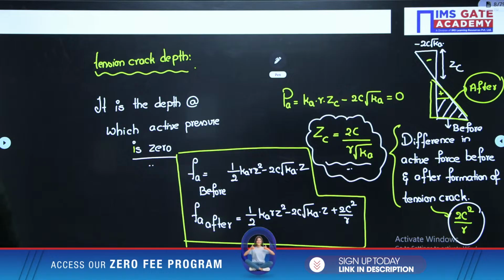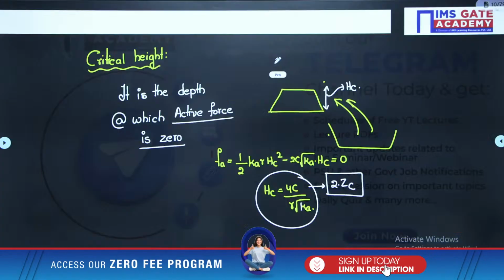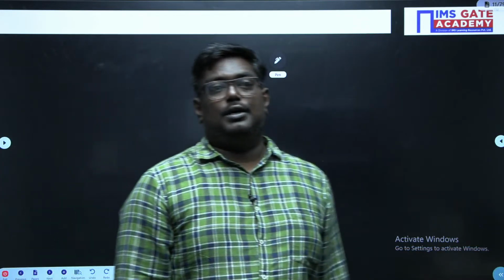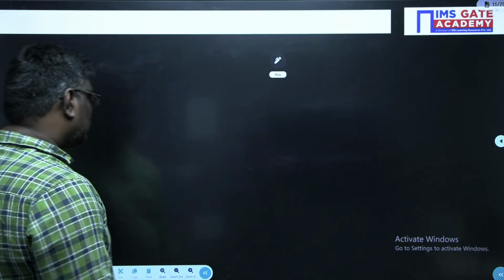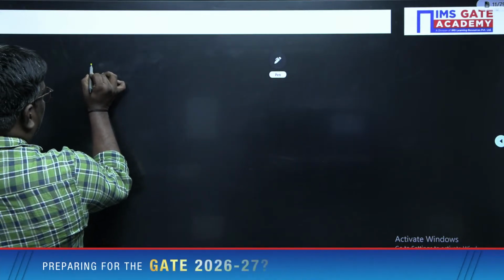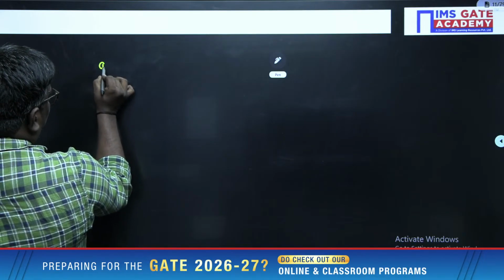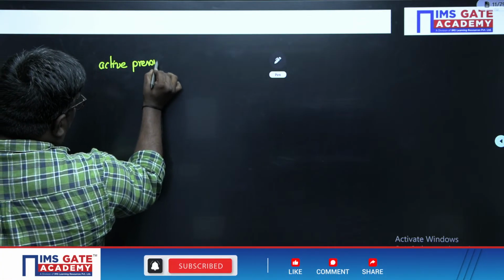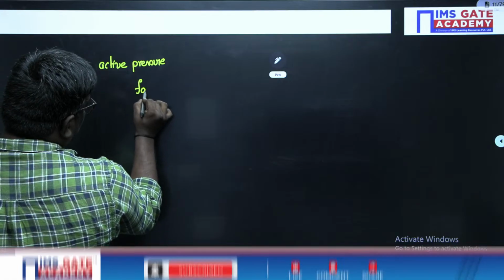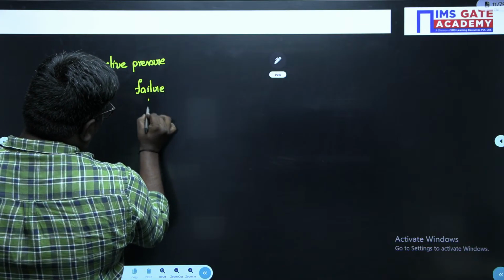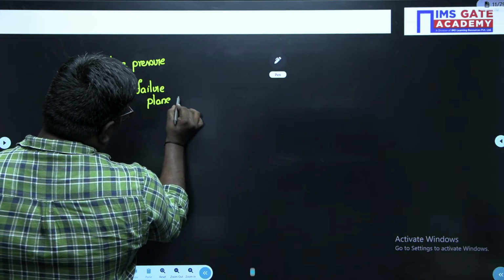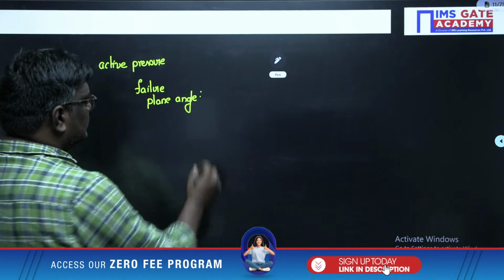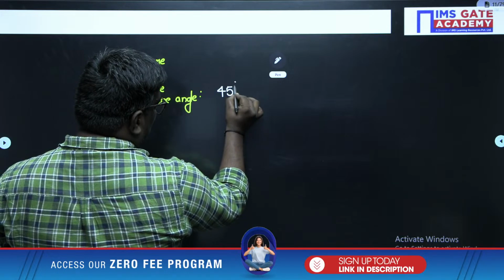Please, one thing, read about tension crack depth as well as the critical height. Okay. Now, my dear students, let me tell you one important thing. They can ask you in active pressure, the failure plane angle. This was asked one time in the GATE exam, sir. In active pressure, what is the failure plane angle here? It is 45 degrees plus phi by 2.